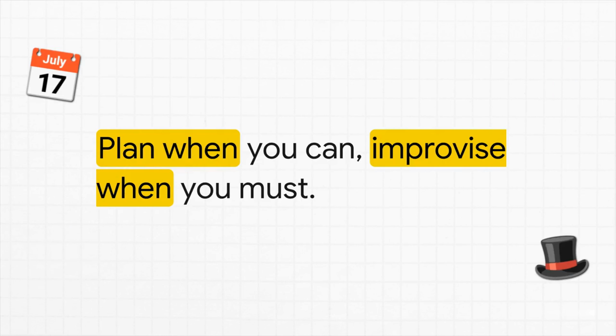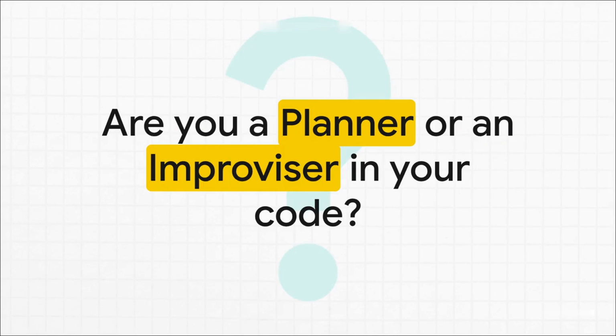So at the end of the day, it really just boils down to this simple mantra: plan when you can, improvise when you must. Think of var as your trusty, everyday tool, and dynamic as that powerful, specialized tool you pull out only when the job absolutely demands it. So it makes you think, right? When you look at your own code, are you more of a planner or an improviser? And understanding this distinction isn't just some abstract exercise. It's really about making deliberate choices that lead to cleaner, safer, and just all-around better code.